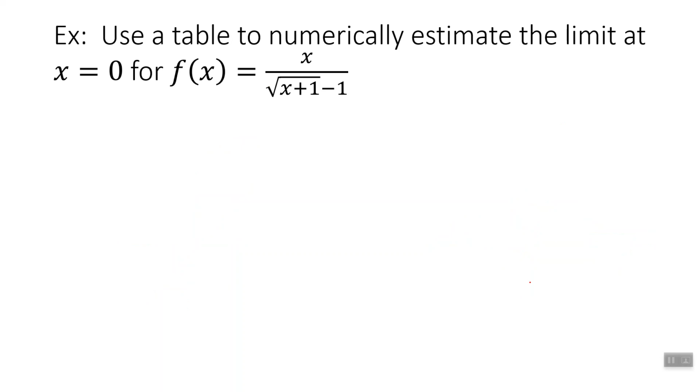All right, when our functions are a little bit more difficult though, so use a table to numerically estimate the limit at x equals 0. So if we tried to plug in 0 here, that's going to be a problem. So if we plug in 0 here and 0 here, clearly the top is 0. So the top is going to 0. The bottom, we get the square root of 0 plus 1, the square root of 1 minus 1, also goes to 0. So that is a problem.